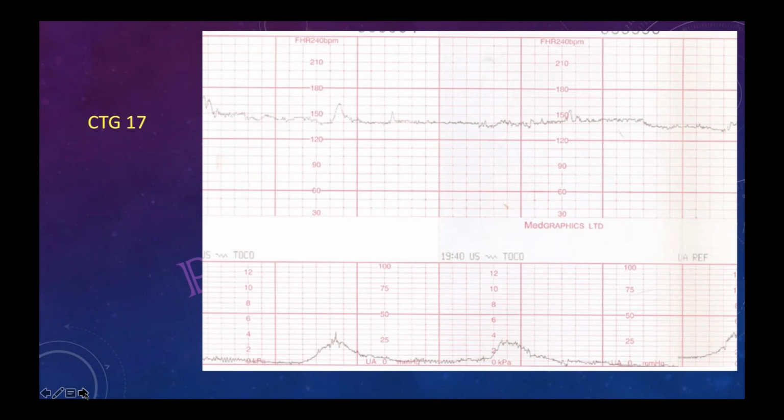So there is less than 1 contraction in 10 minutes, approximately 1. And the baseline is 140. And there is 1 acceleration. And the variability is decreased, less than 5 beats per minute. 1 acceleration is there. There are no decelerations. So this is basically a normal CTG.